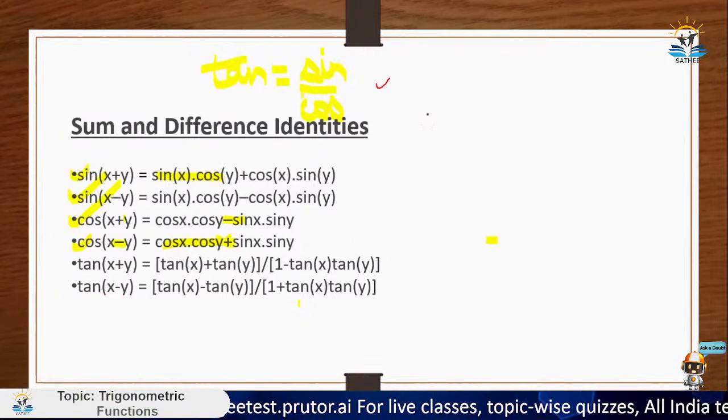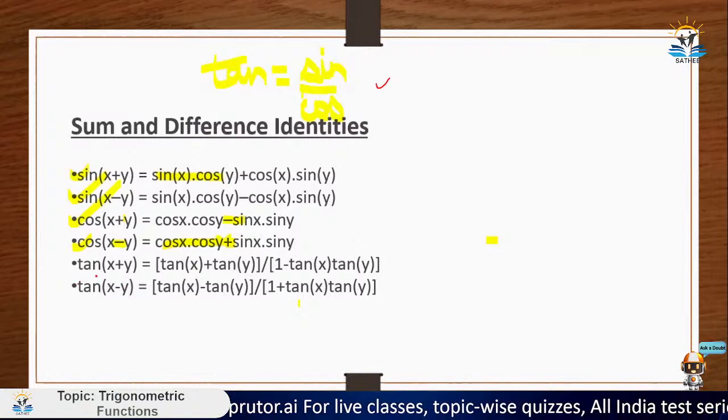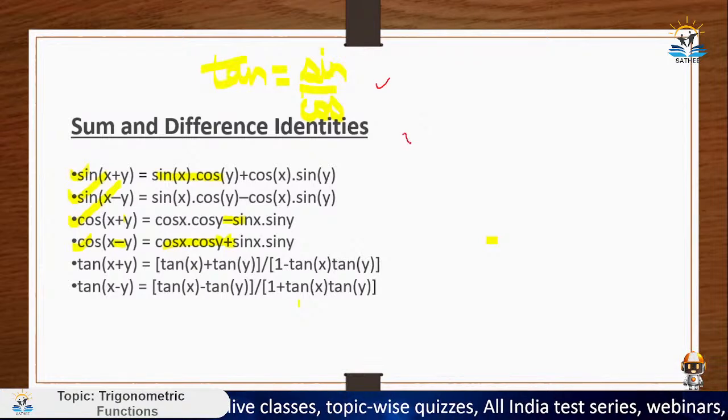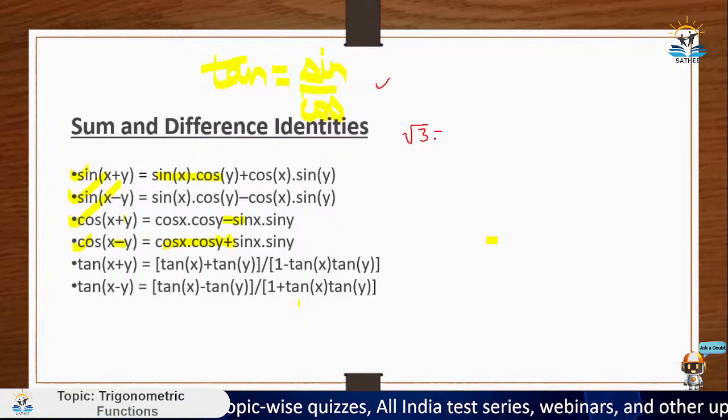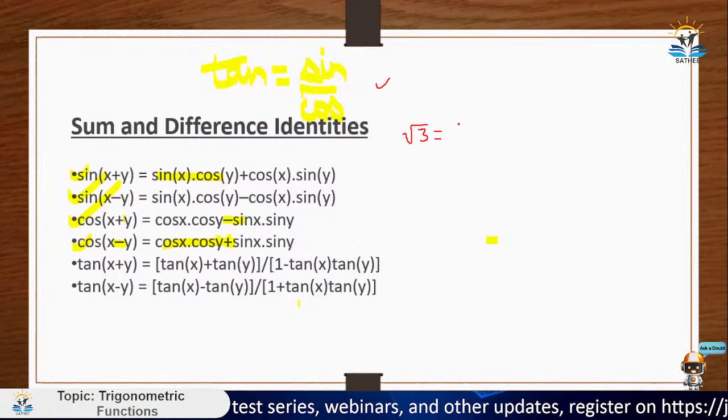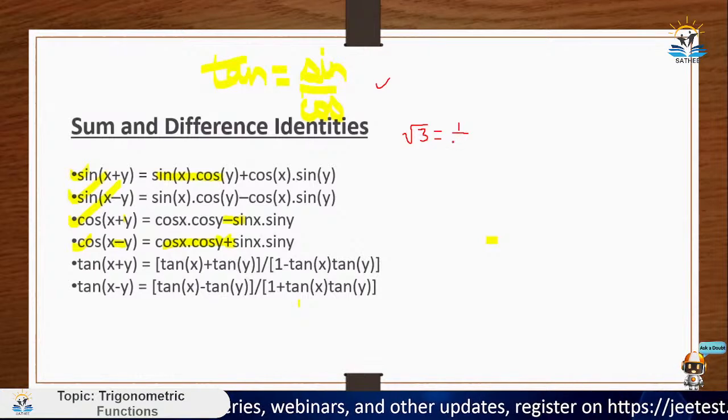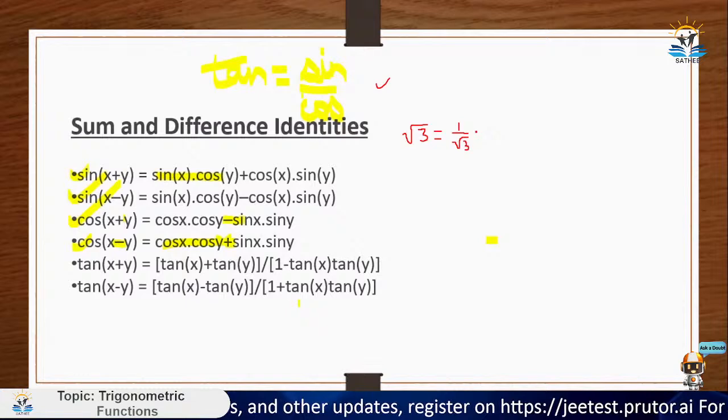See, tan of x plus y, let's take again 30 and 30 degrees. So tan of 30 plus 30 is tan 60, and tan 60 is root 3. So here you have root 3 equal to tan a plus tan b upon 1 minus tan a tan b. Since both are 30 and 30, tan 30 is 1 by root 3. So 1 by root 3 plus 1 by root 3.